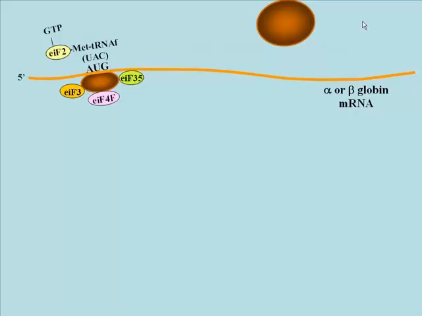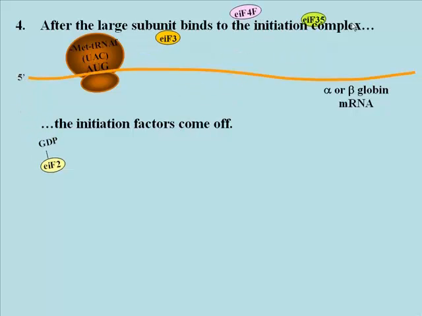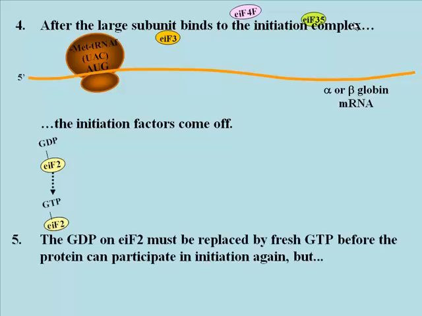In the next step, the large ribosomal subunit binds to the initiation complex, after which the GTP is hydrolyzed, still bound to EIF2, and all of the initiation factors come off. If translation is to continue, the GDP on EIF2 must be replaced with another GTP. This is facilitated by other initiation factors not shown here.